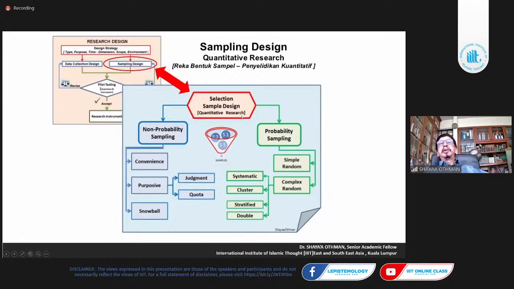Selection of sample design. Okay. This is not qualitative, now it is quantitative. Quantitative research means combining two possible probabilities. The thing is, it makes it a little bit complicated. You talk of probability. Do you understand what is probability sampling?